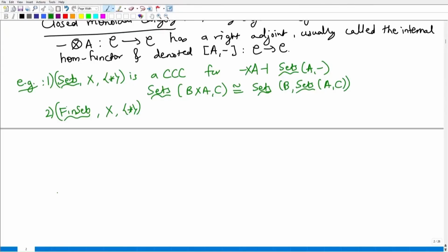Whenever this exists, there is something important. This is an adjunction, okay? Look at the counit of this particular adjunction. What does it do?